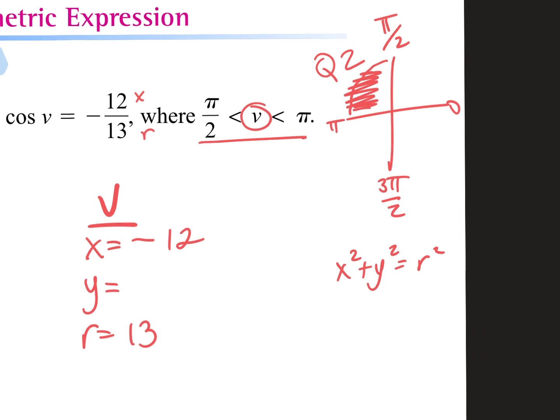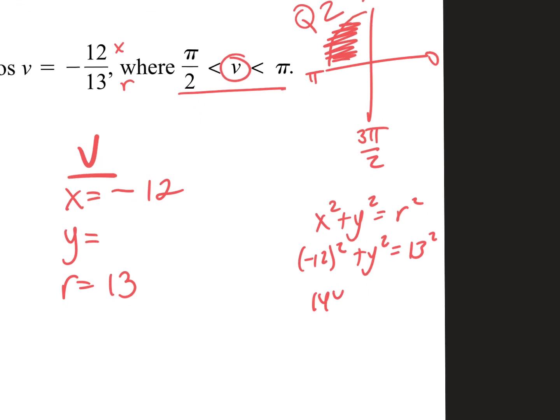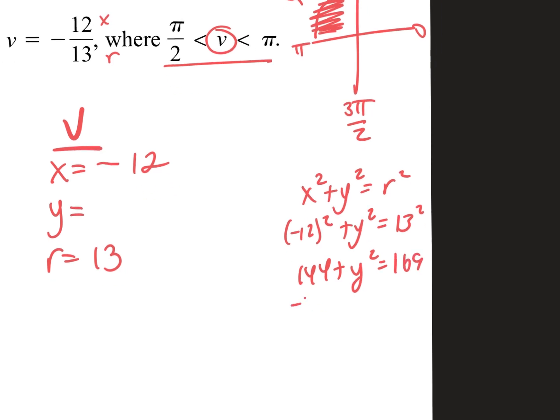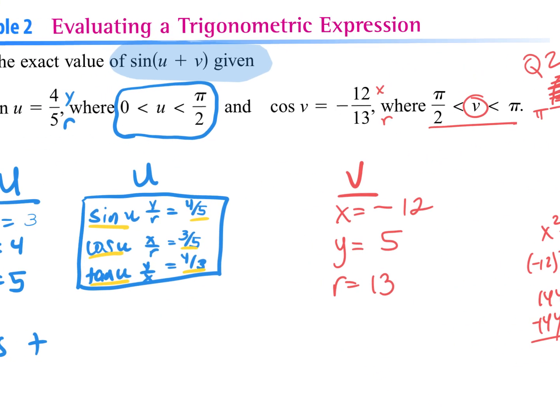Awesome. So negative 12 squared plus y squared equals 13 squared. 144 plus y squared equals 169. Subtract 144 from both sides. What does that give me? 25. So what's y equal? 5. Now again, you can just go ahead and skip this step. I just don't think it's a good idea.